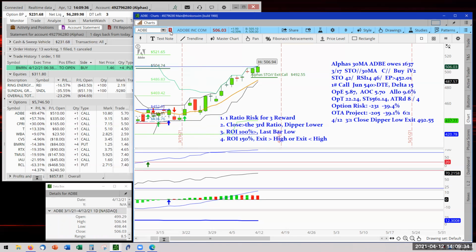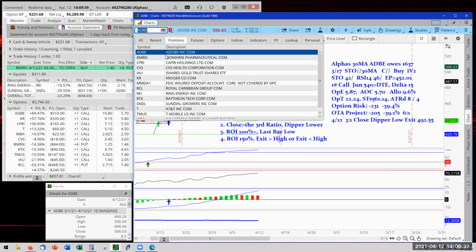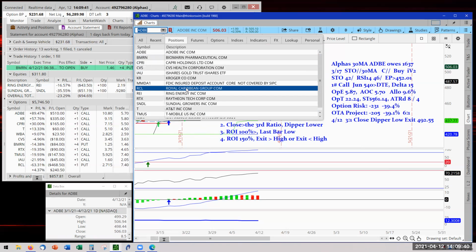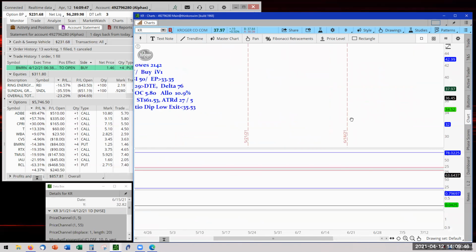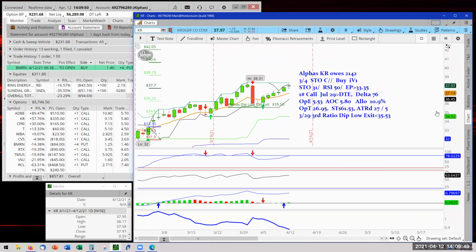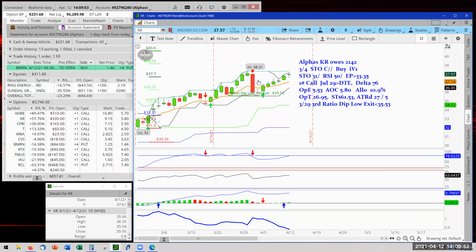Let's go on now to KR. So that was the lesson of today, following the rules. On KR, we are above the third ratio. Now look here. Here is our dipper low right here, and here's our first dipper low. And then we did our buffer. When the next dipper low came up, the exit result was lower than the 35.53. Rule number 4: exits do not retreat. That's it. Exits do not retreat.